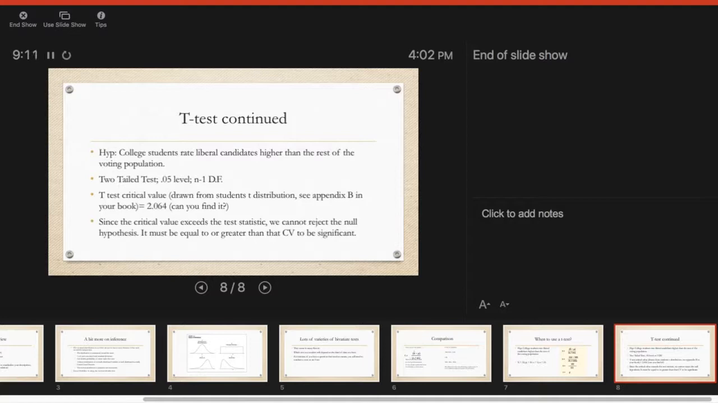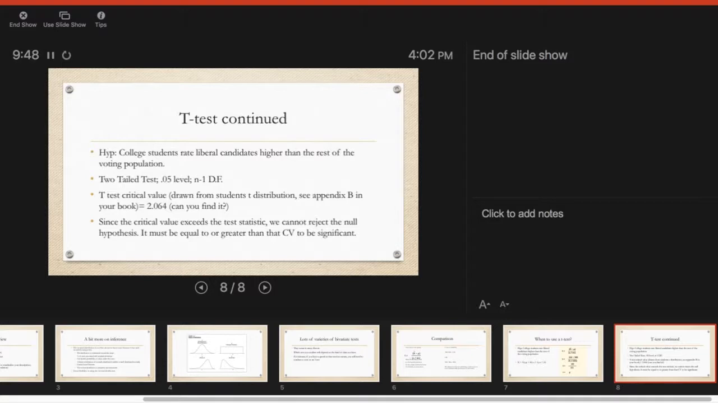If you look at Appendix B in your book, it's on page 346. If you look at the top of that appendix, it says alpha level for a one-tailed test, and right underneath it, alpha level for a two-tailed test. We typically do a two-tailed test because we don't know where the error is going to lie, if it's going to be higher or lower than what we had hypothesized. It's usually the safest bet.